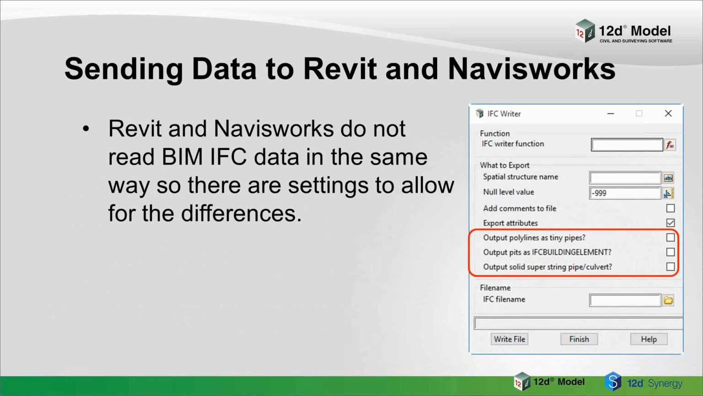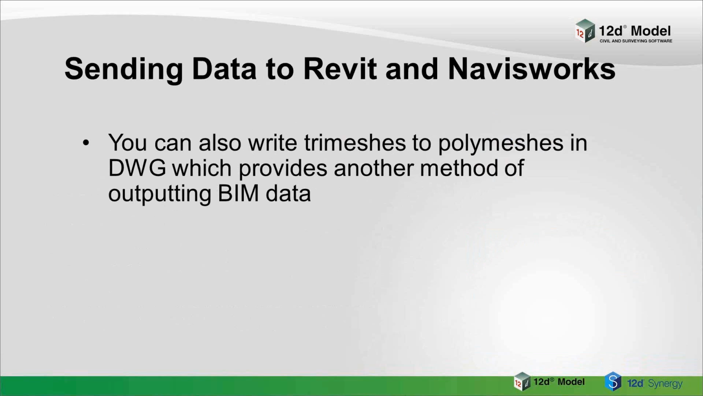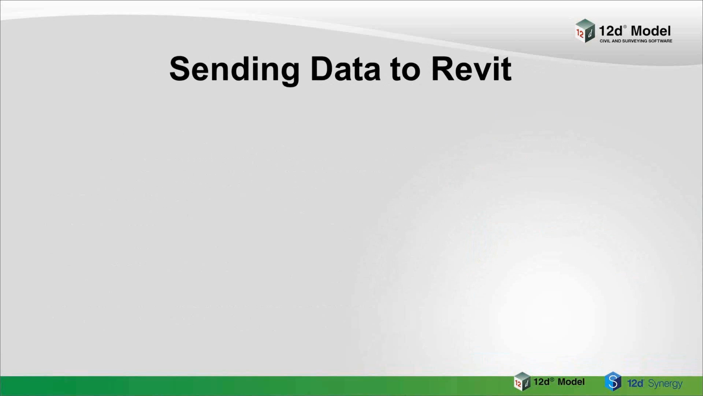We also found that Revit and Navisworks could not read IFCs in the same way, interestingly, and so we've got various ticks and things on there so you can write the data correctly to go out to different AutoCAD products, which seem to need things. We can also write trimeshes to polymeshes in DWG, so it's another method of getting data across to BIM.